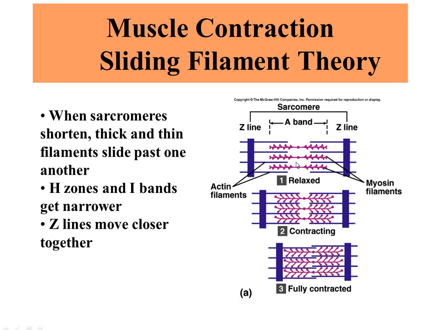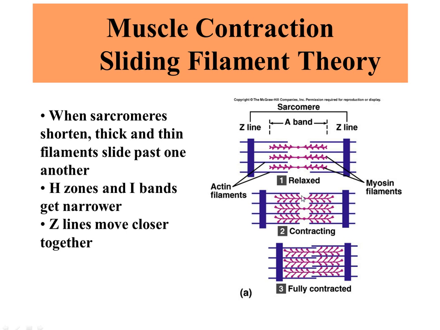So we're going to talk in detail about this, and you need to realize that the actin and the myosin themselves do not shorten, but they slide past each other, thus the sliding filament theory. Okay, the H zone and I bands become more narrow as these slide past one another. This area is going to become more narrow.